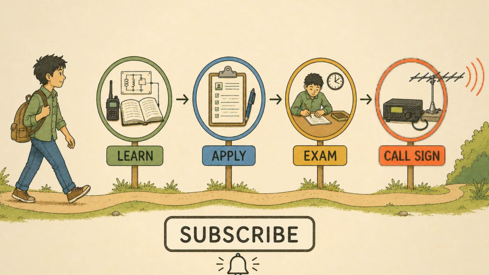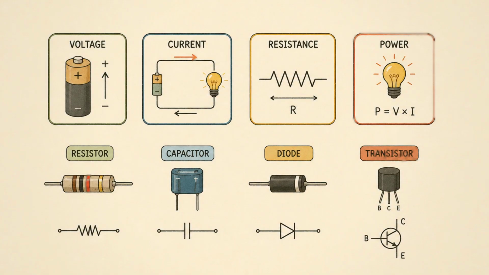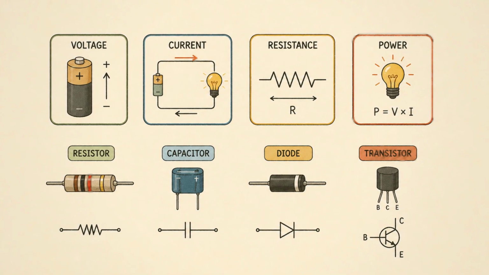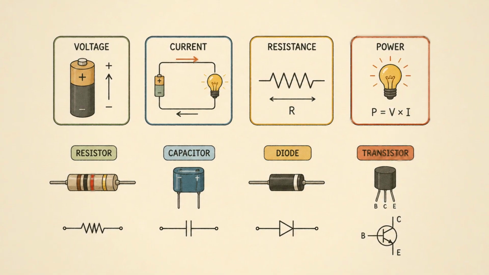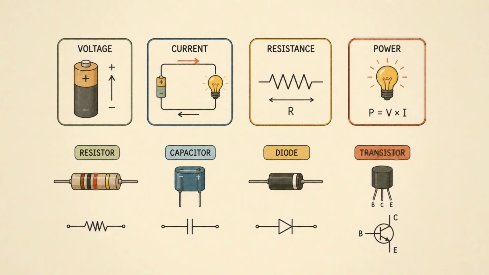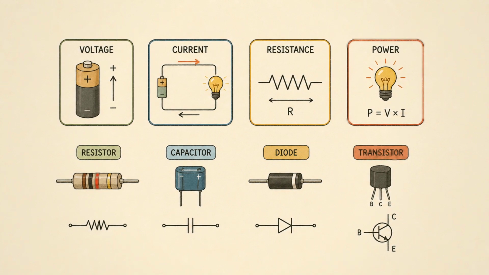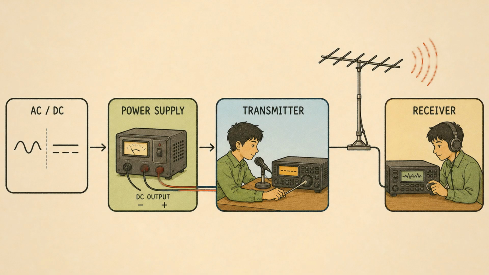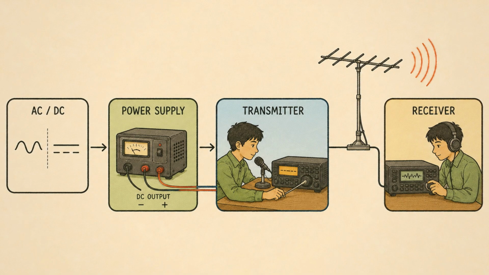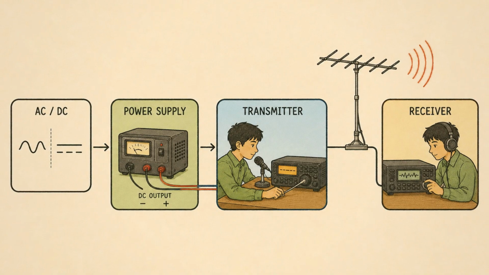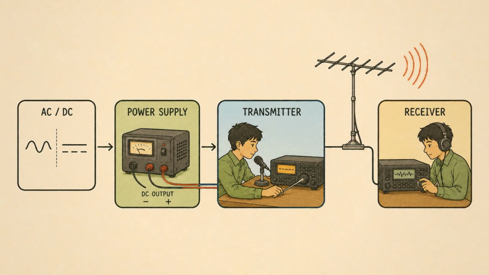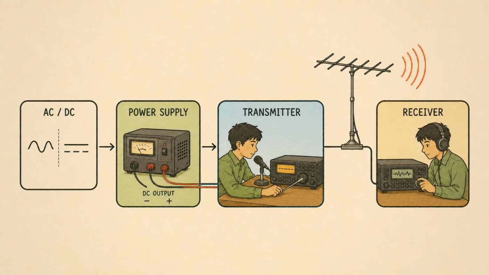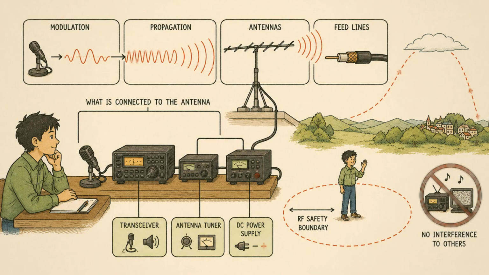Now, back to the examination. The technical section begins with the fundamentals: voltage, current, resistance, and power. The difference between alternating and direct current. Components such as resistors, capacitors, diodes, and transistors. How a power supply, transmitter, and receiver fit together. It then moves into the parts that make radio possible: modulation, radio wave propagation, antennas, feed lines, frequency measurement, electrical safety, and the prevention of unwanted emissions.